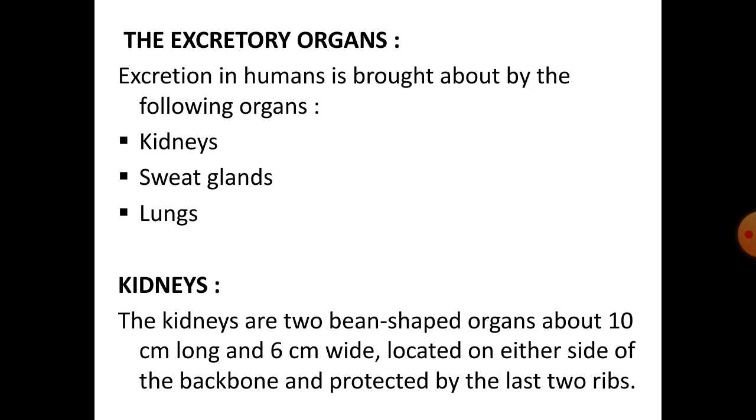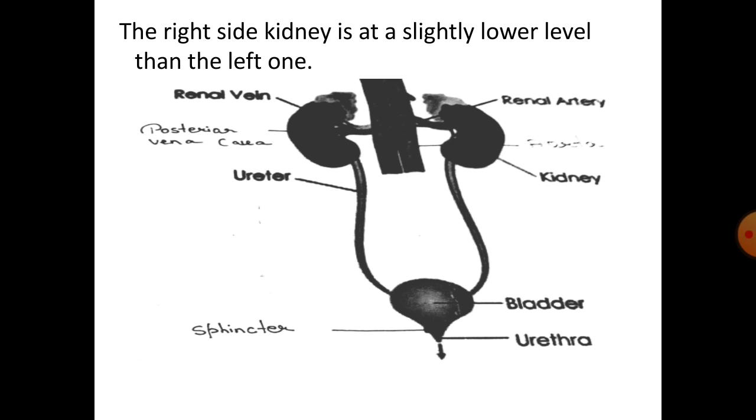So this is a figure of a kidney. These are two bean-shaped kidneys. The kidneys are actually bean-shaped. There are two kidneys present in our body. They are located on either side of the backbone and they are protected by the last two ribs.